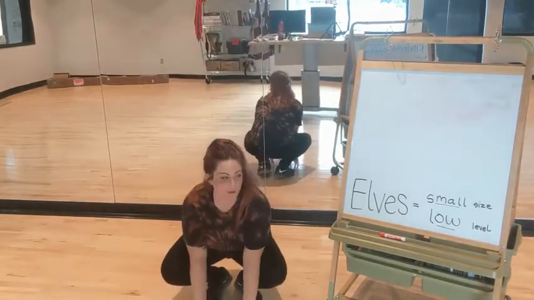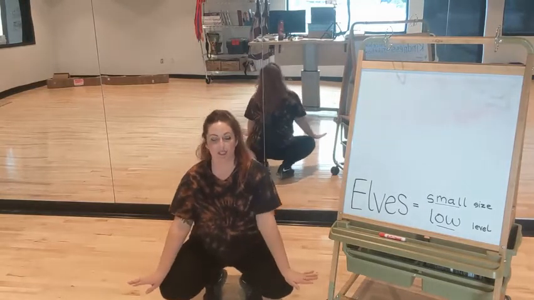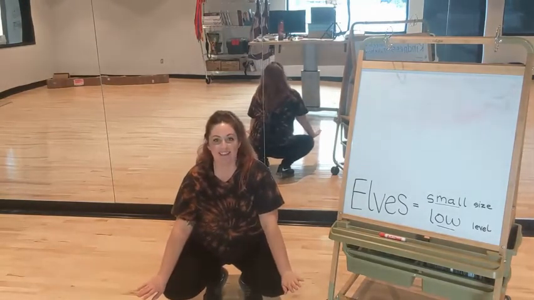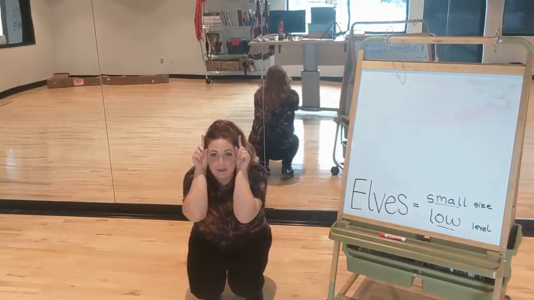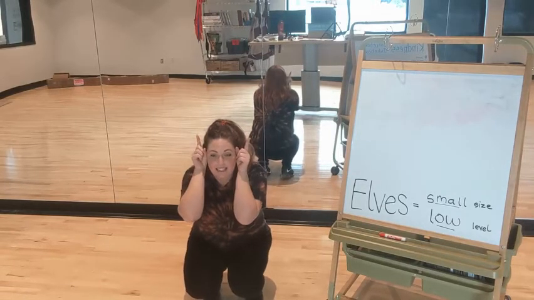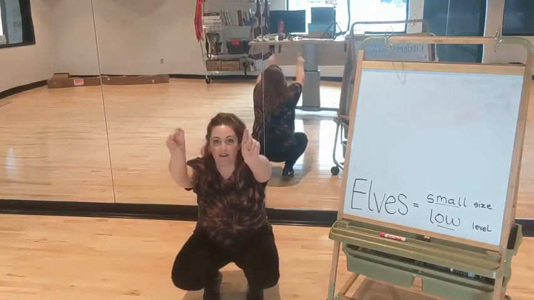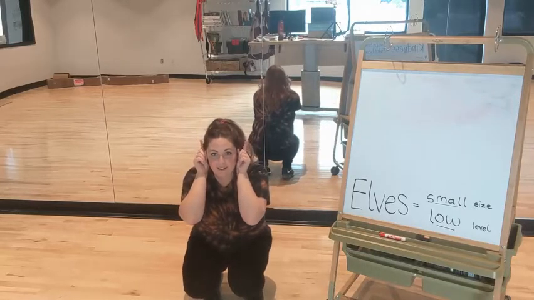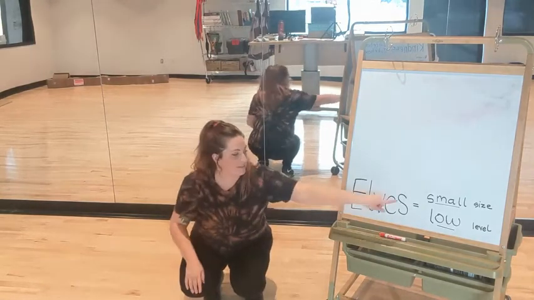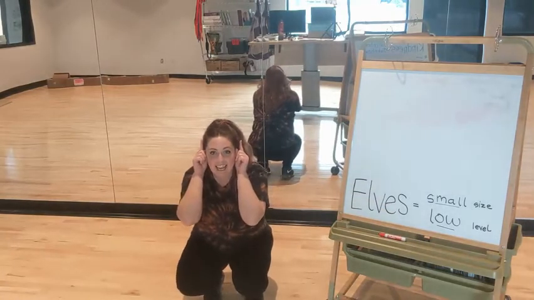Elves are low level, which means that they're on or near the ground. So we're gonna do just a little squat down towards the ground. And then we're gonna bring our legs and arms close to our body in a small size because we're all tucked in. Then we put both of our pointer fingers right behind our ears for our little elf ears. Okay, so elves are small size, low level shapes. Small size, tucked in and low to the ground.